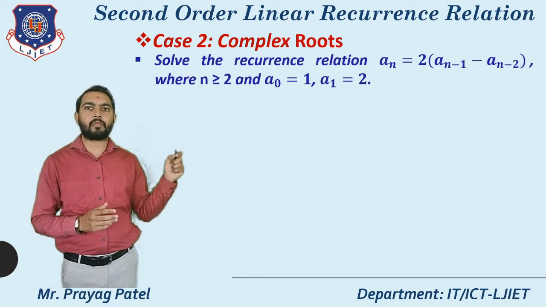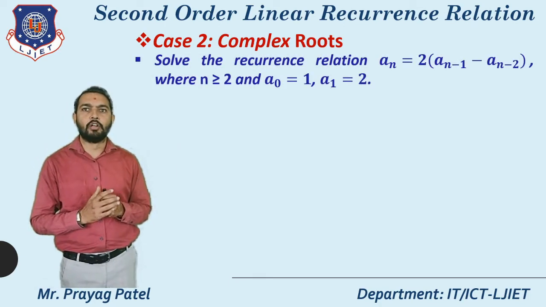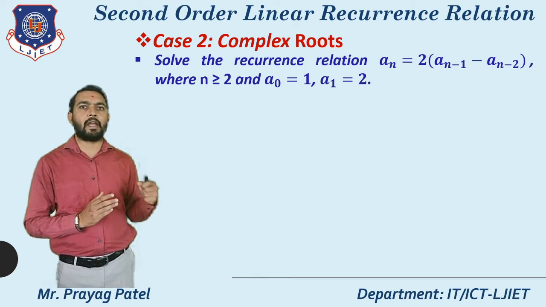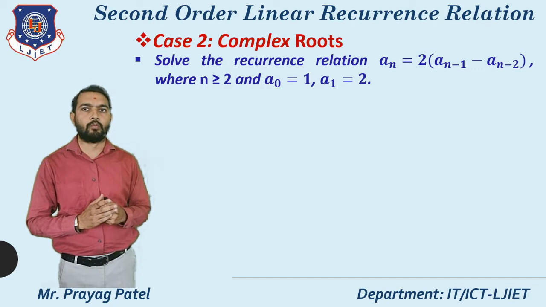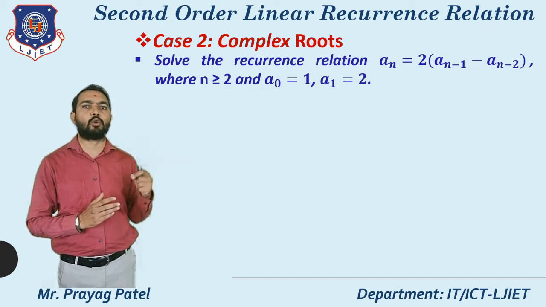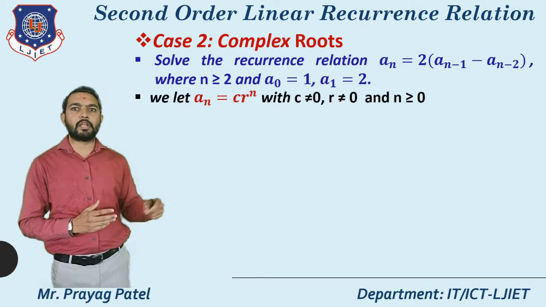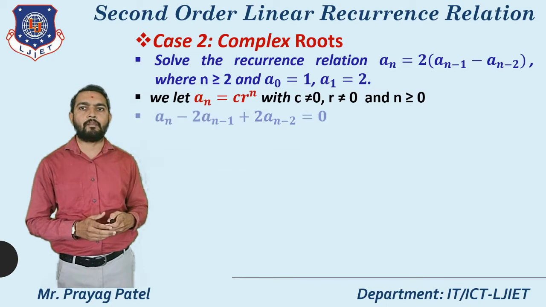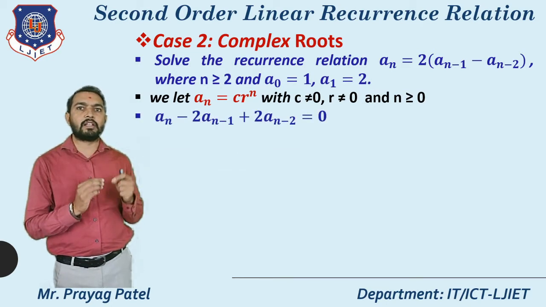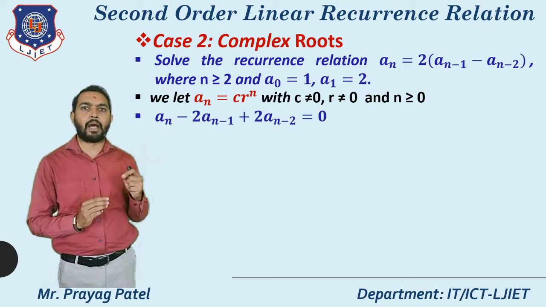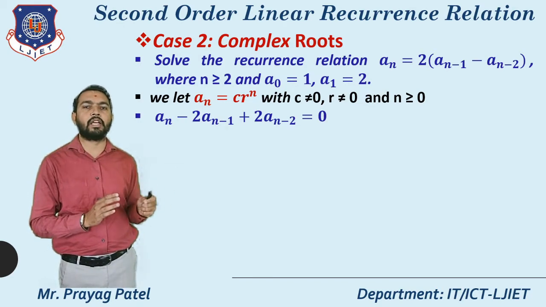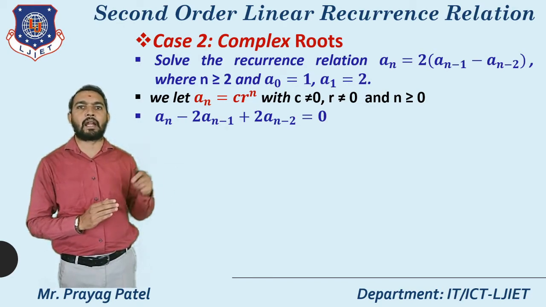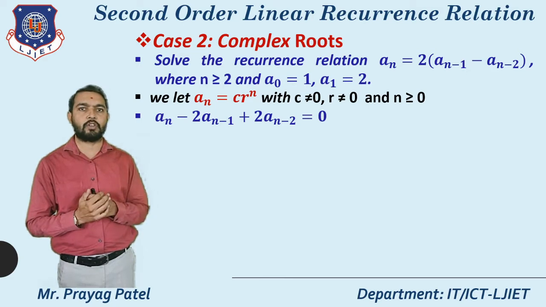Now here is an example for the complex root. Solve the recurrence relation A of n is equal to 2 A of n minus 1 minus 2 A of n minus 2, where n greater or equal to 2 and A0 is equal to 1 and A1 equal to 2. Now for that we represent this equation in the form of A of n equal to C into r raised to n. So first we move all the components from the right side to the left side, and the right side becomes 0 because it is a homogeneous equation.